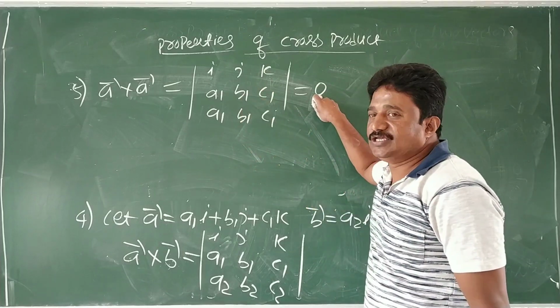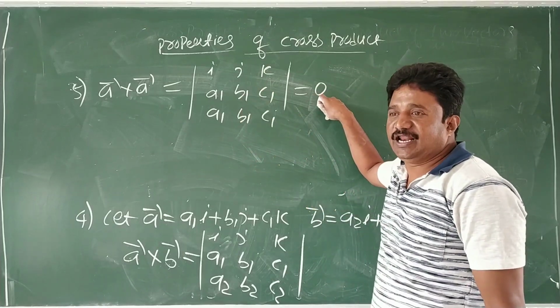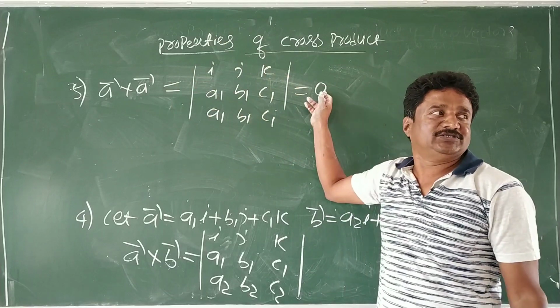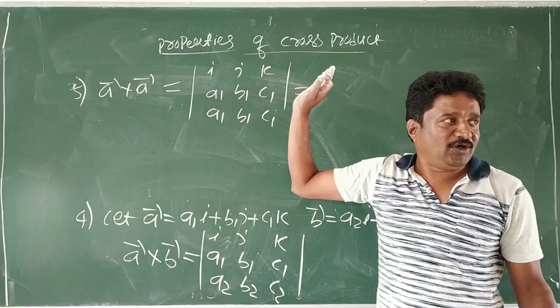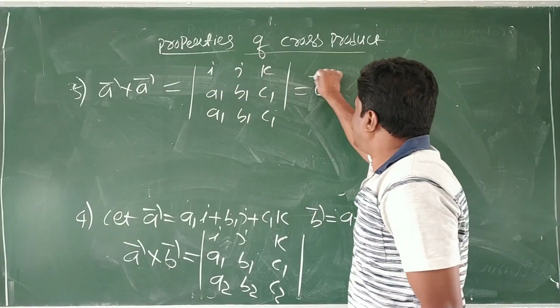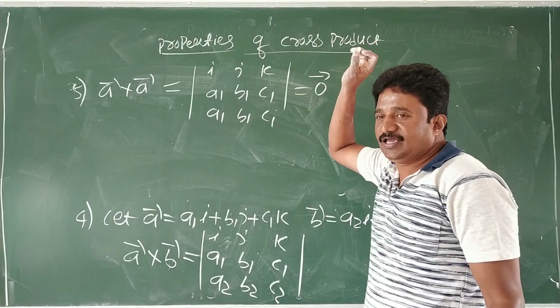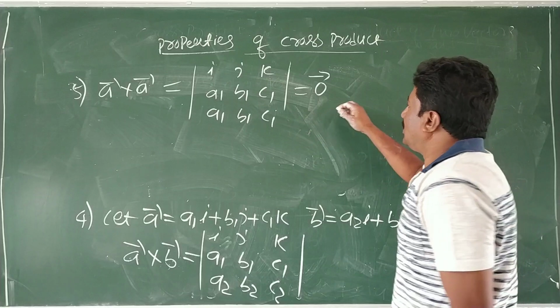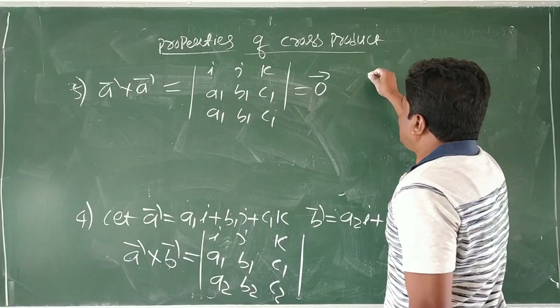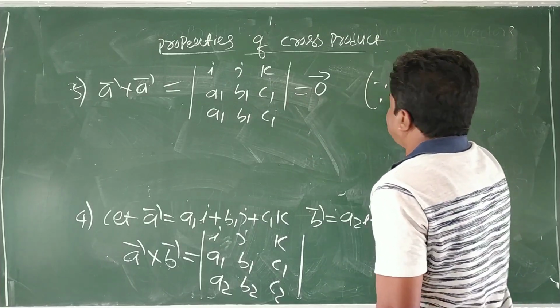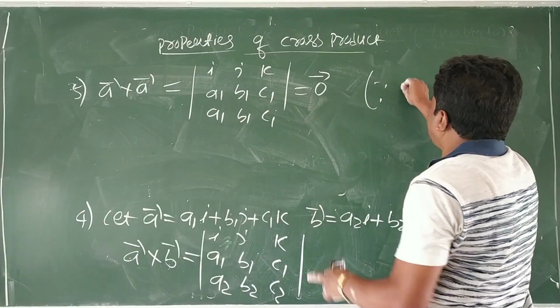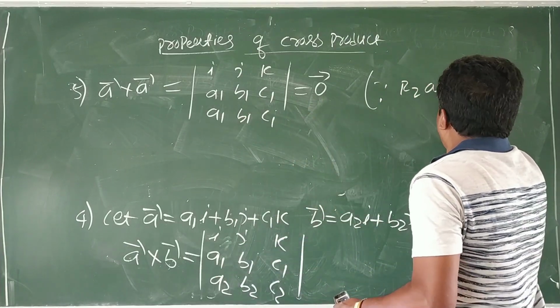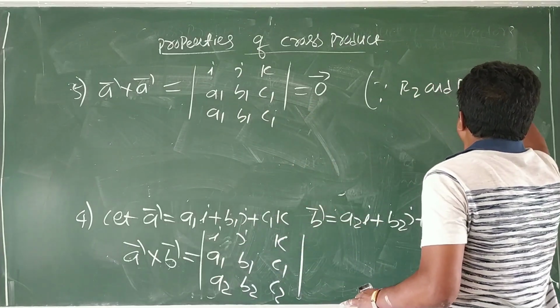If I write only 0, it becomes what? Scalar. Vector can never be equal to scalar. Vector can be equal to vector. I should write 0 vector. A cross A is 0 vector. So look at this. Why is it 0? Because R2 and R3 are same.